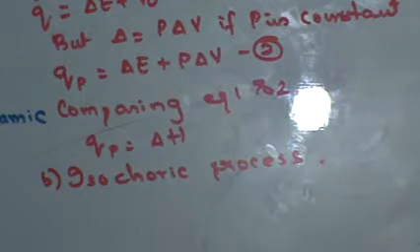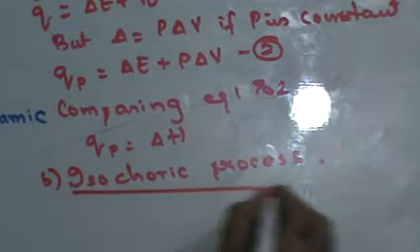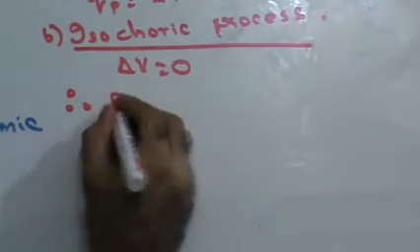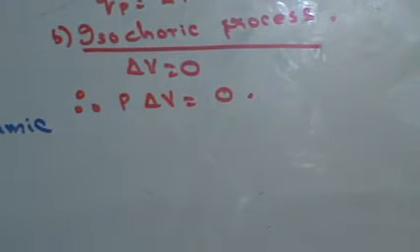What is an isochoric process? In an isochoric process, I can say that delta V is 0. Since it is an isochoric process, the volume is going to be constant. Now, if delta V is 0, then P delta V will also be 0. If the change in volume is 0, that means P delta V will be 0.